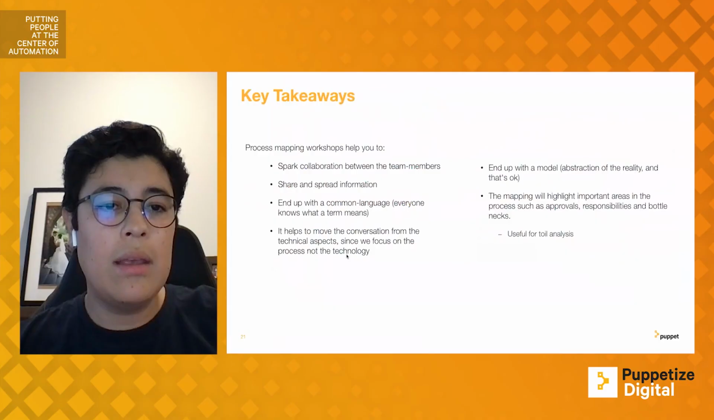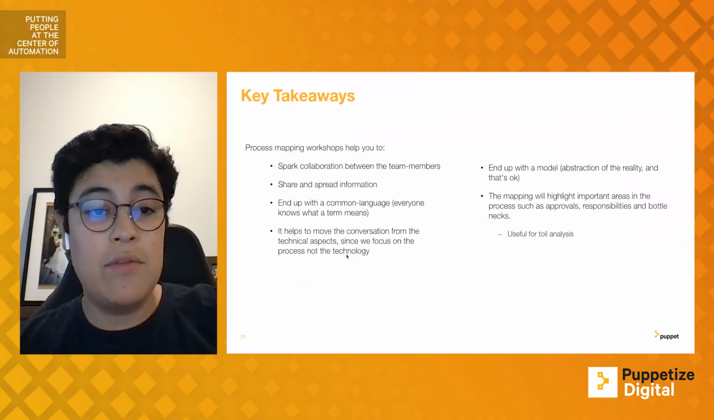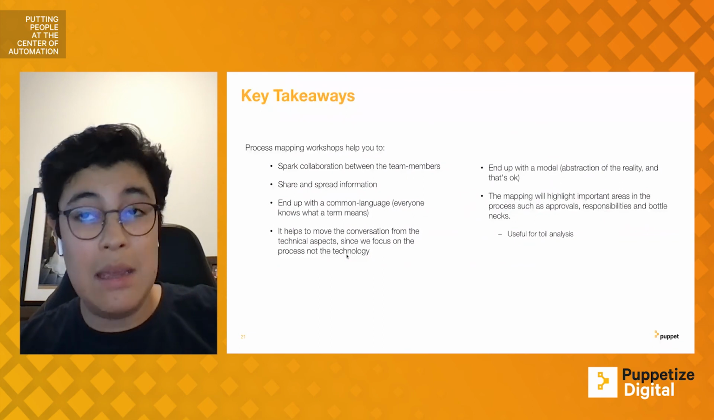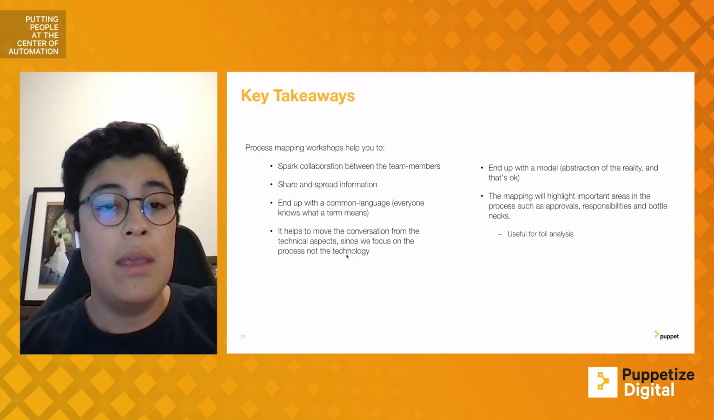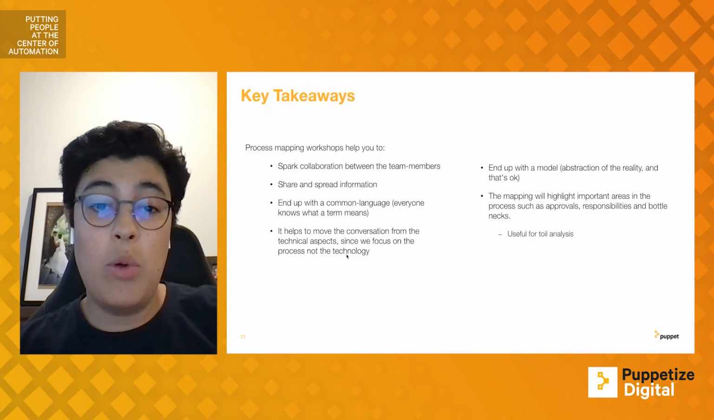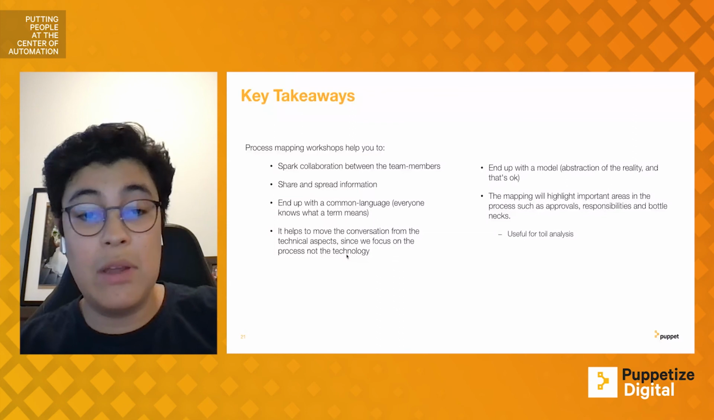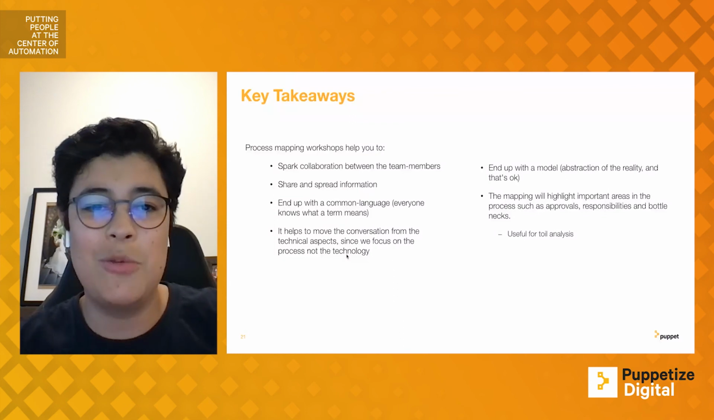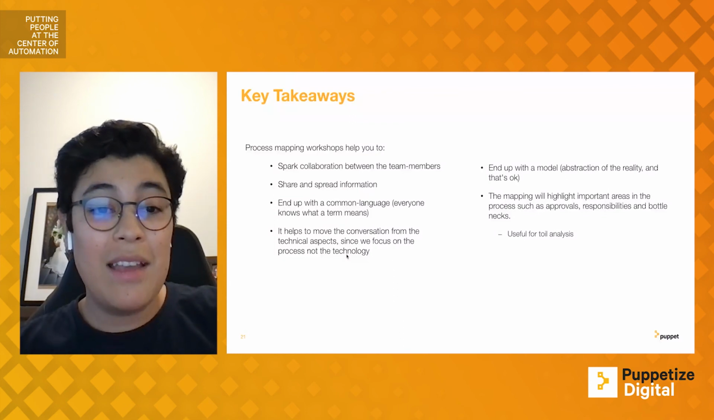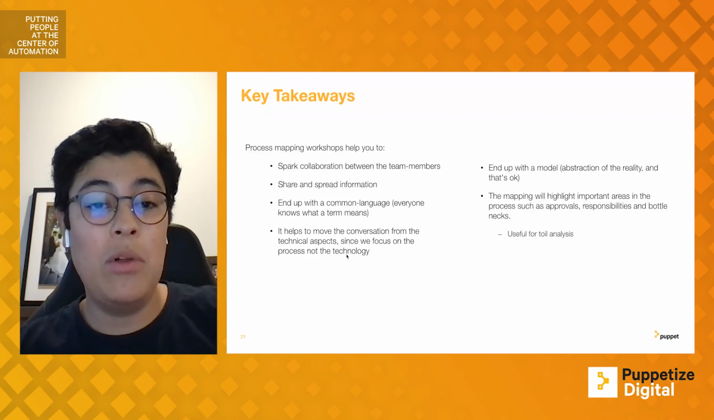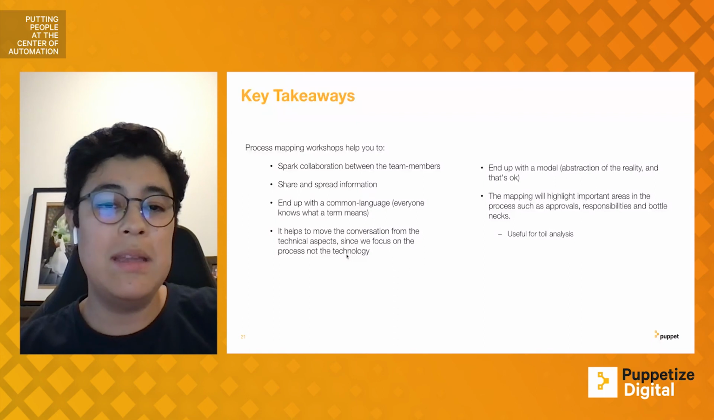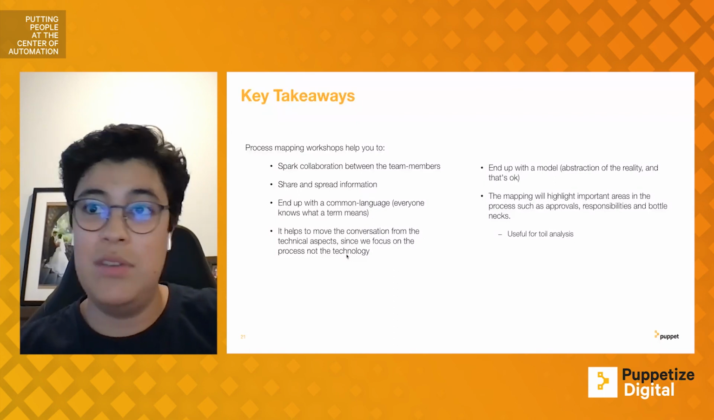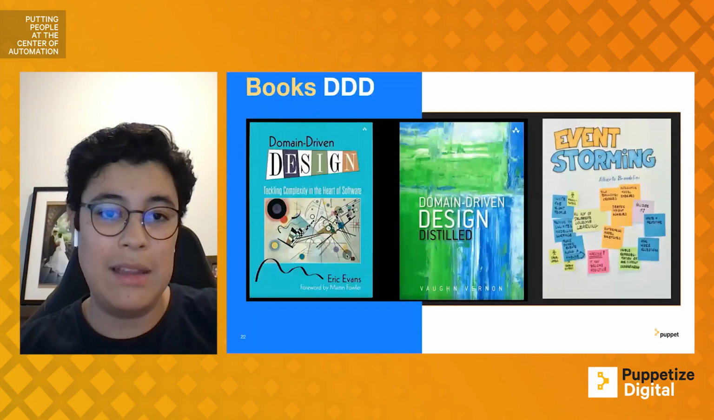This sparked collaboration among team members. This helps you to spread information, to speak the same language, so everyone is aware of why something is there. You will end up with a map, which is an abstraction of the reality, and that's okay. Not even Google Maps is 100% accurate. And finally, this mapping will help you to highlight important areas in the process, such as approvals, responsibilities, bottlenecks, and this, as you can see, is very useful for toil analysis.